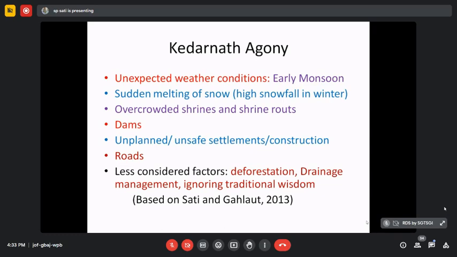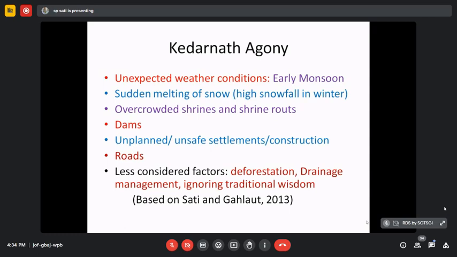Why was the damage so large? Because the shrine during those days was overcrowded. And it is now a very conclusive finding of the high power committee constituted by the Supreme Court after this Kedarnath tragedy, that was constituted to know the role of these dams in the calamity. It was found that dams had aggravated the disaster to a great extent. Actually, dams in the region were also the culprits.